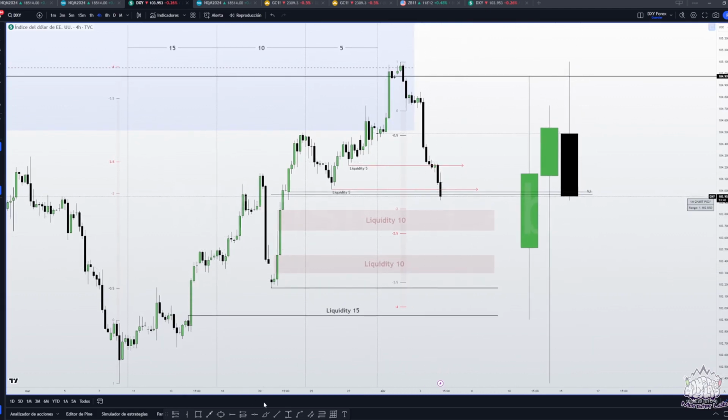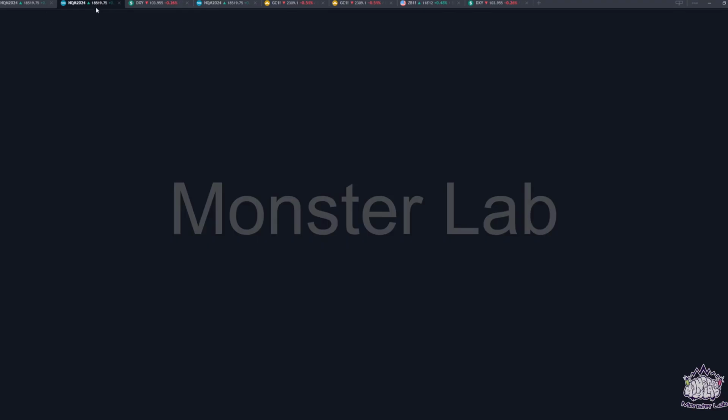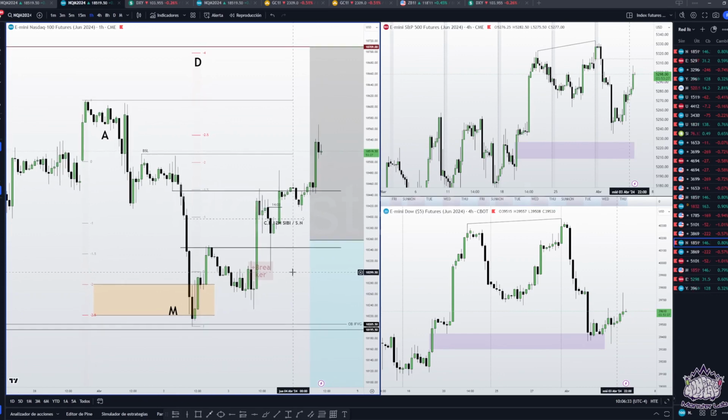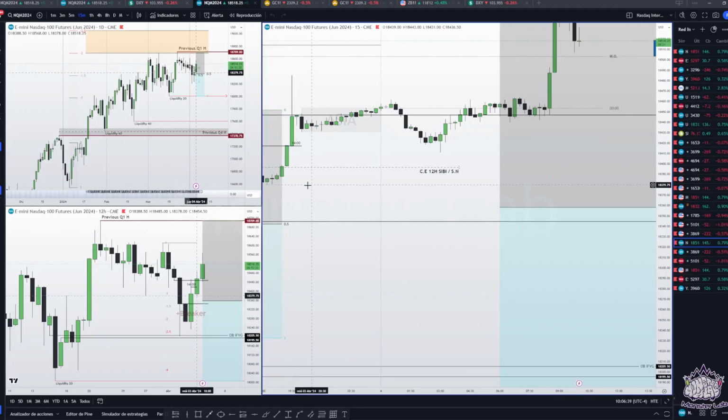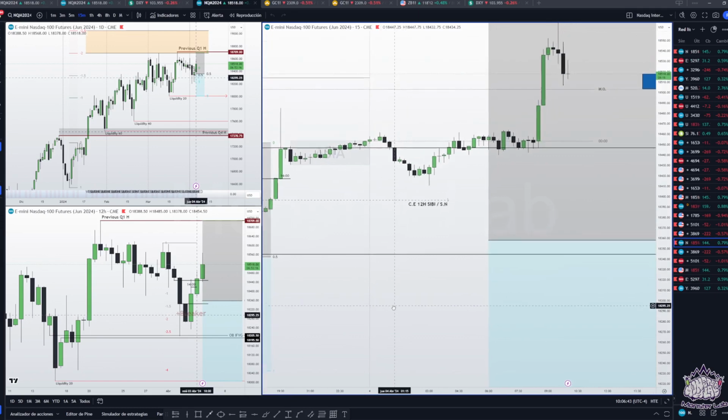So if DXY is bearish in this moment, in this liquidity, this is bullish for index futures or FOREX. Okay, Nasdaq right now it's in a bullish move for the monthly quarter power of 3.